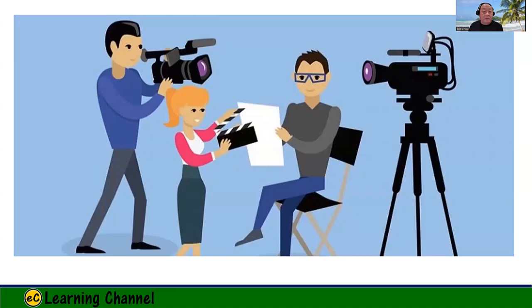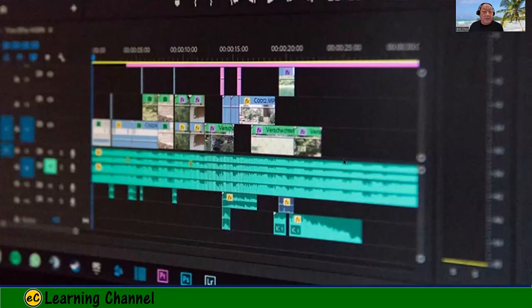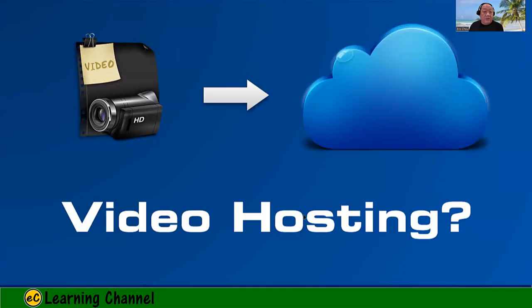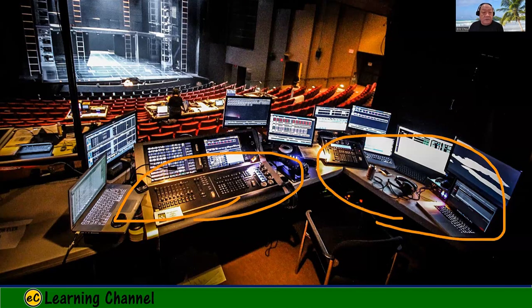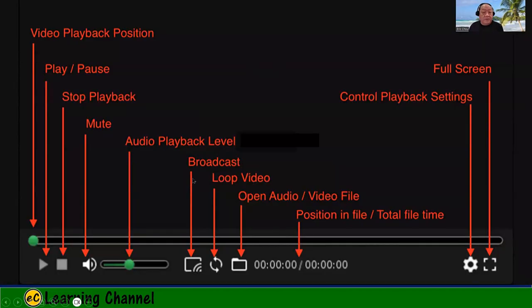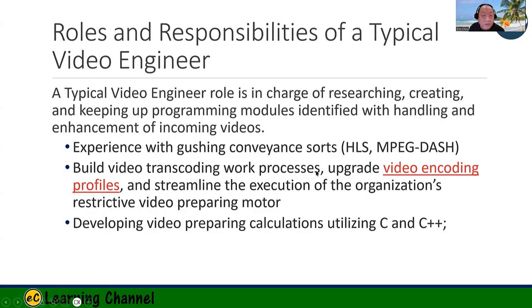And then you need to create video, editing it, hosting it. These are different things, and this is the control room for a stage. You see tons of monitors and equalizers, tuning the sound, control panels. This is the video editing. And then there are playback systems for YouTube.